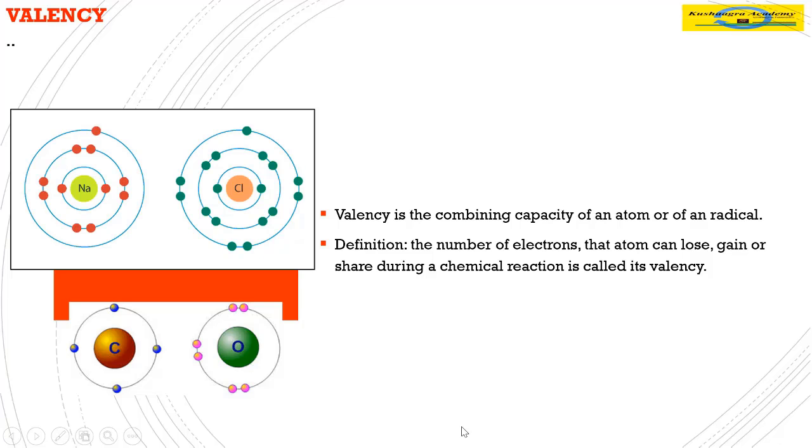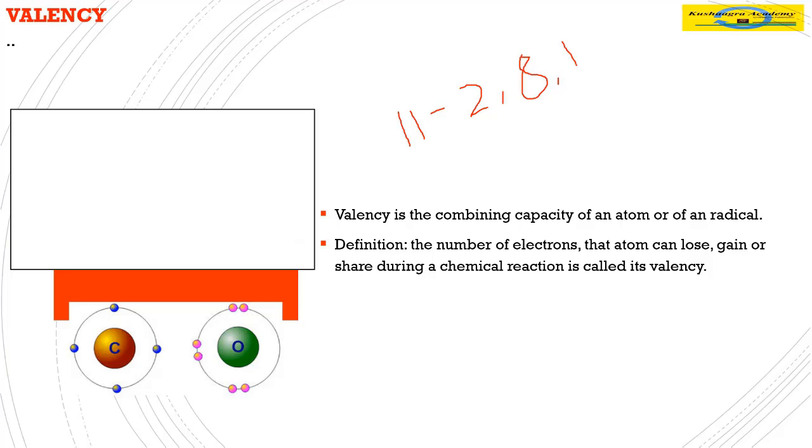So every atom tries to gain electrons to attain stability, or tries to lose electrons to attain stability. Here we can see the sodium atom. What is the atomic number of sodium? It is 11. So what will be the electronic configuration? 2, 8, 1.